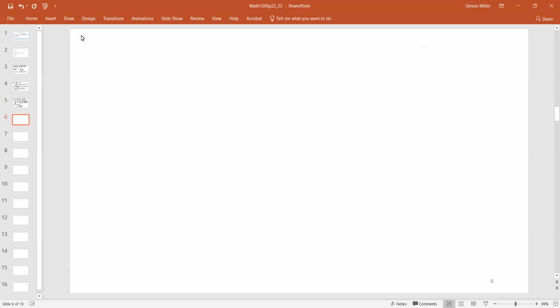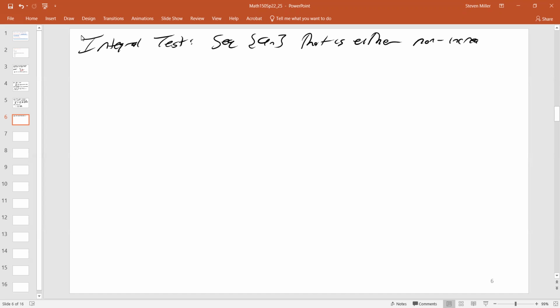So for the integral test, we have a sequence a_n that is either non-increasing or non-decreasing. So what does it mean to be non-increasing? Either same or decrease. Good. At every moment in time, it's either the same or smaller.